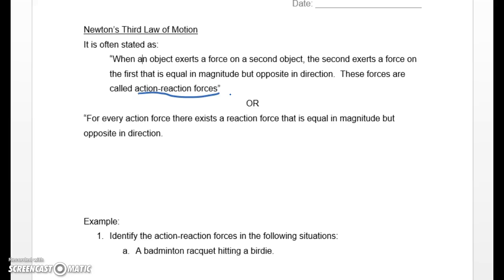If I wanted to simplify Newton's third law, we could say that for every action force there exists a reaction force that is equal magnitude but opposite in direction. So say if you were to have two forces, say maybe we have the force of an object A that is acting on object B, that would be equal to but opposite in direction, so we have a negative force of object B acting on object A.